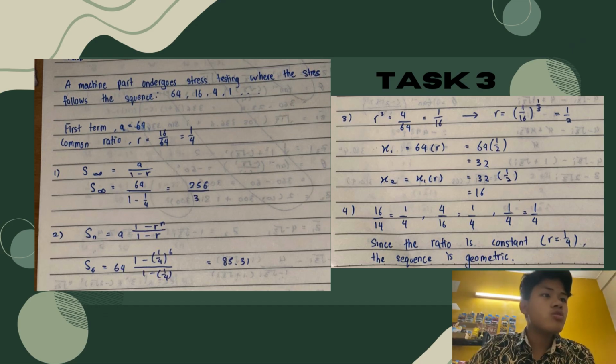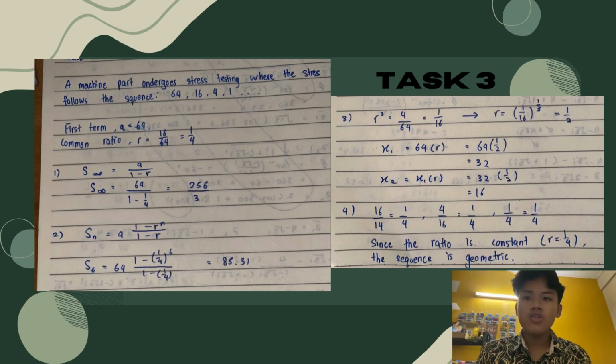Okay, now we go to task 3. The question: a machine pipe undergoes stress testing where the stress follows this sequence. The question gives 64, 16, 4 and 1.